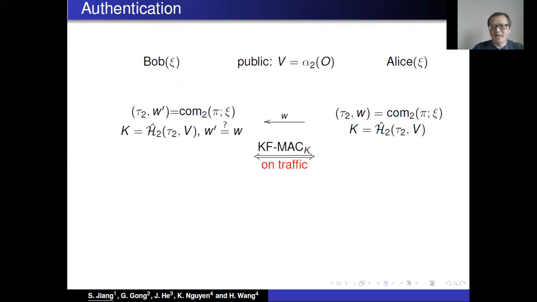They need to use another approximate smooth projective hash, which is R, alpha 2, H hat, and H. Alice goes first. She commits to pi using the common secret sigma as the randomness, generates a commitment W with witness tau 2, and sends W to Bob. Bob has the same sigma, so he can verify this W and recompute tau 2 and W prime. Then they can generate this K as an approximate hash. Based on K, they can authenticate each other for the traffic.